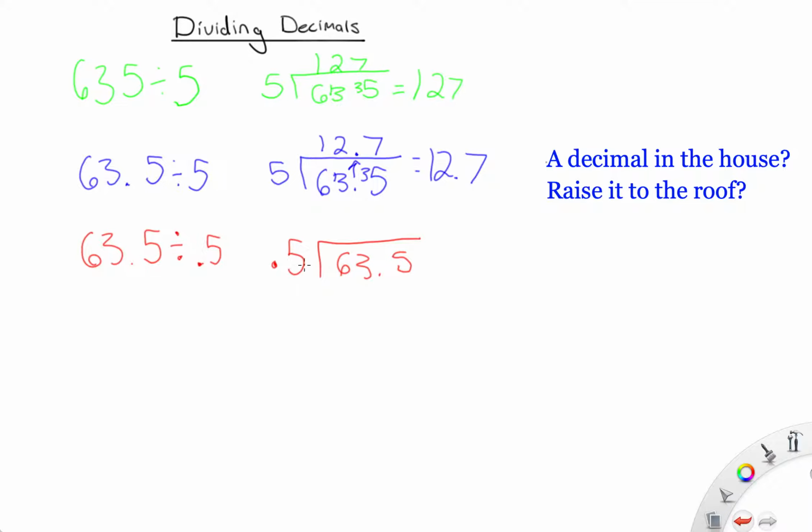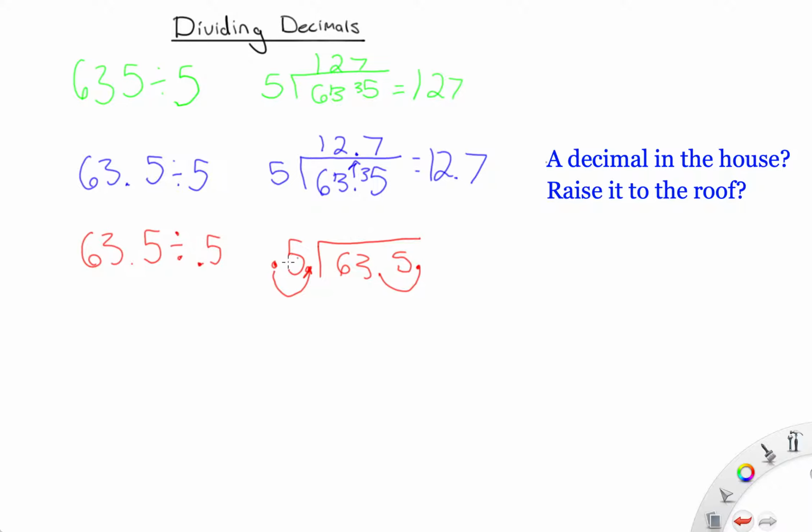So the way that we do that is multiplying this by 10, and we know when we multiply by 10, you just move the decimal point 1 to the right. Okay? So if we're moving this decimal point 1 to the right, we also need to move this one 1 to the right. Now we can start solving our problem.